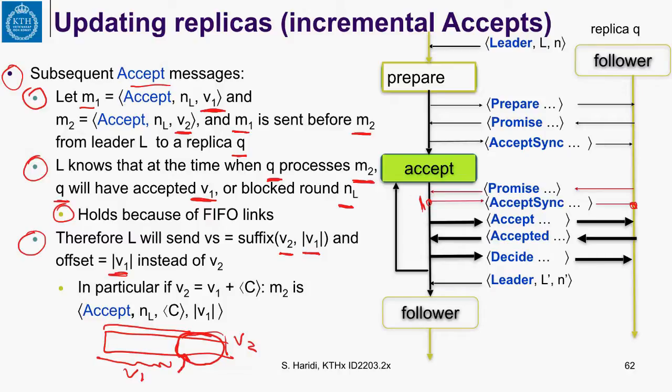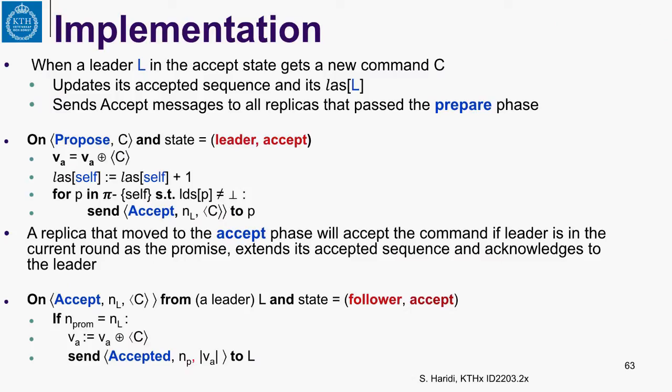As we can see, in our case, whenever we get a command, a propose, and the leader is in the accept phase, we send it immediately. And that's what we're saying here. So if V2 is V1 followed by a new command, then what we do send is actually just an accept from the leader with that new command. And that will be appended to the sequence after this position, okay? Fine. We can now show you the implementation.